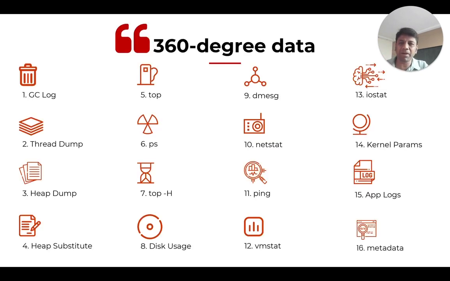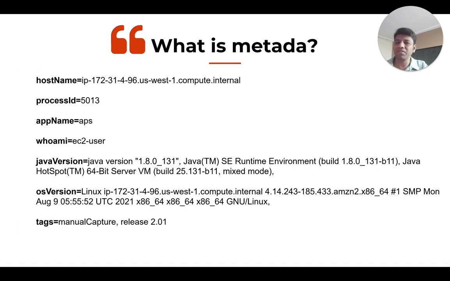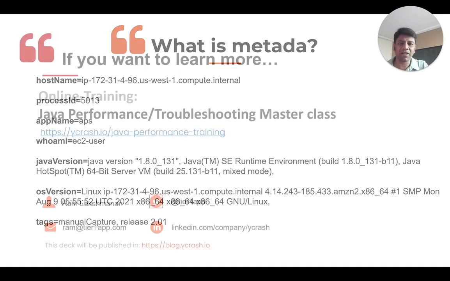And the next is the metadata information: what container, what process ID, where it ran. That kind of information is going to be helpful for us. Okay, friends, equipped with this information, or with these 16 artifacts, we can troubleshoot most of the problems that originate in the container world, right?